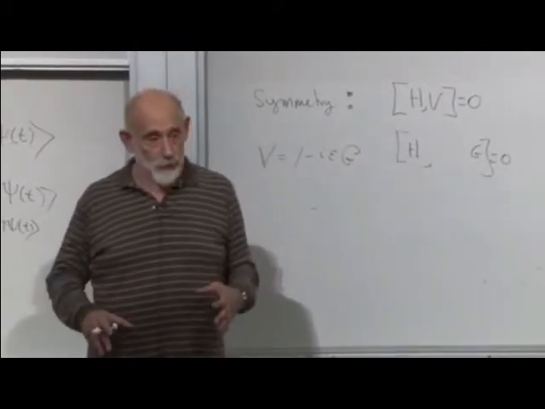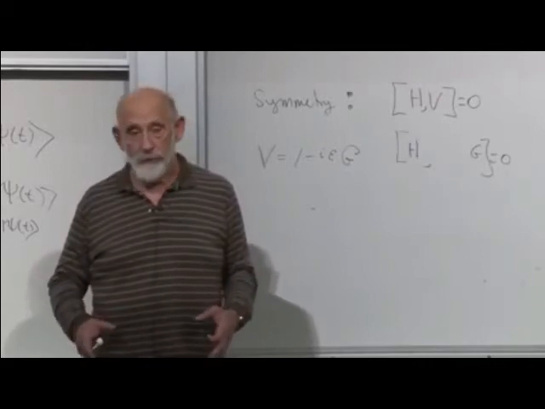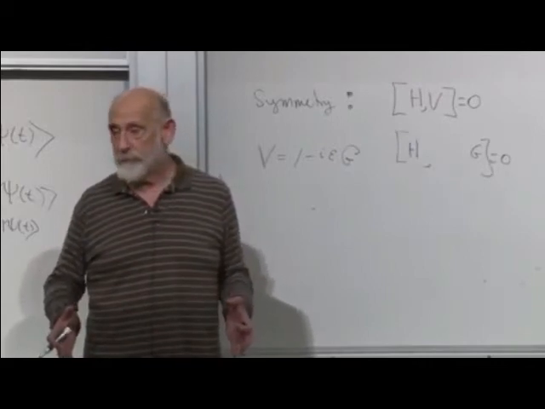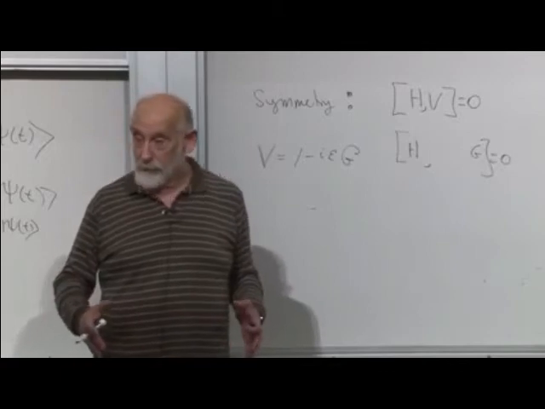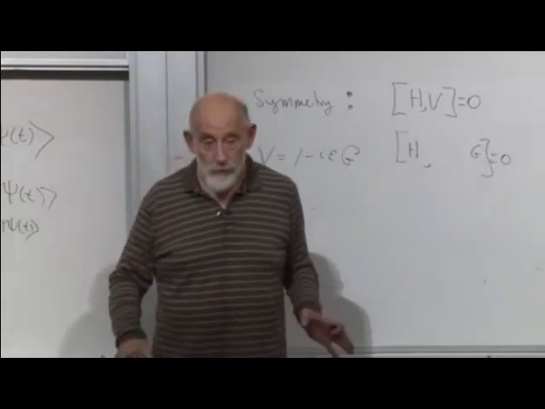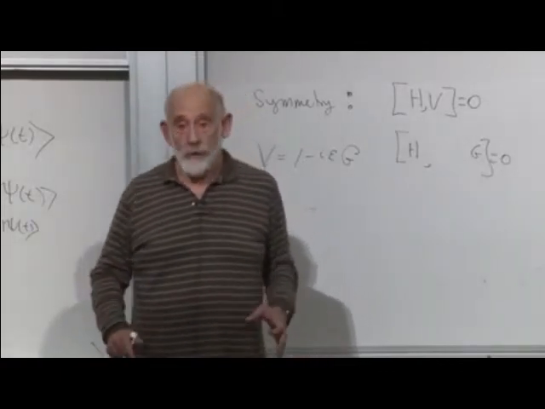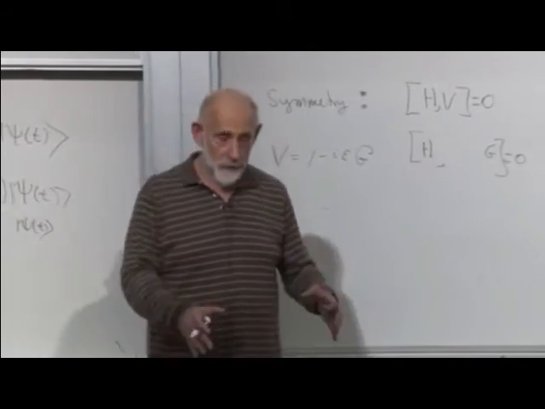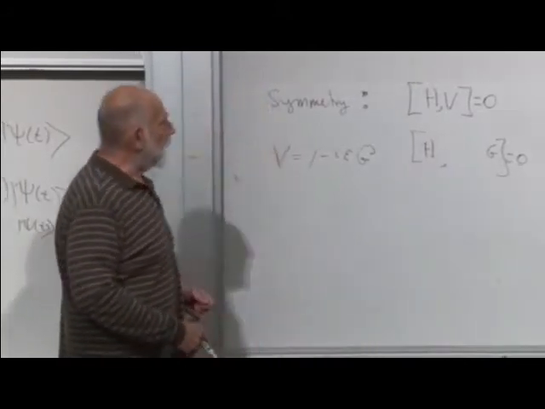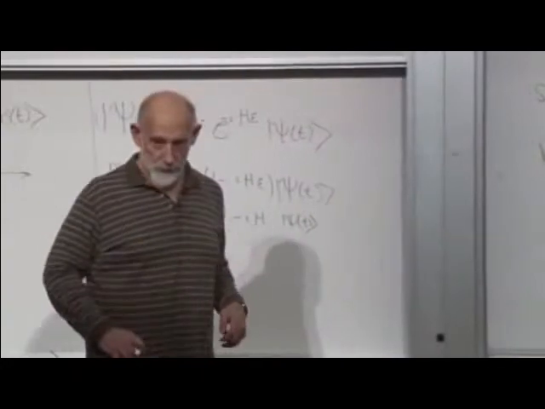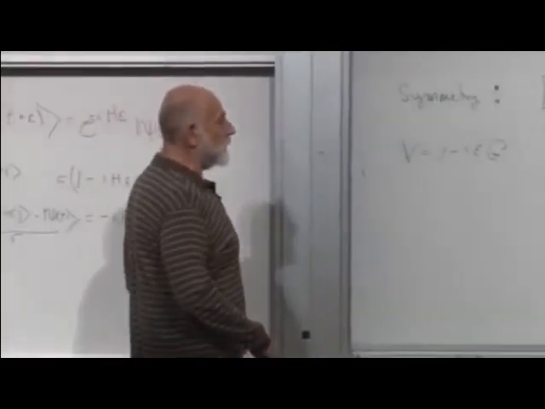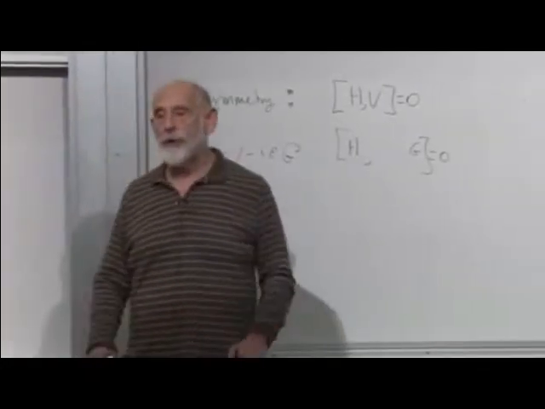There's another feature of things which commute with the Hamiltonian. Do you remember from last quarter? They're conserved. So, conservation and symmetry are closely connected. If you want to find all of the symmetries of a problem, it's equivalent to finding all the things which are conserved.